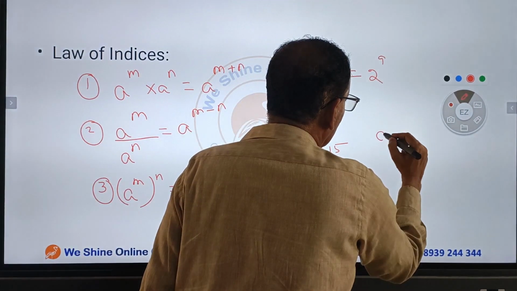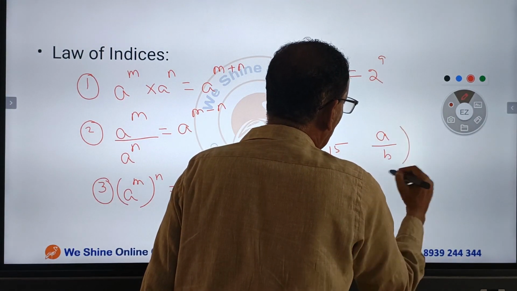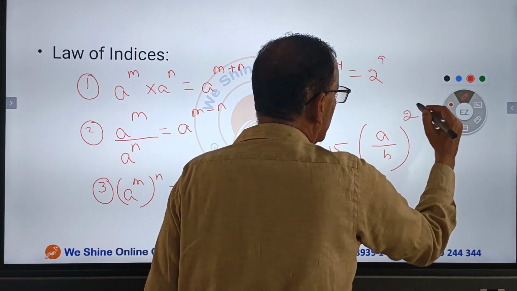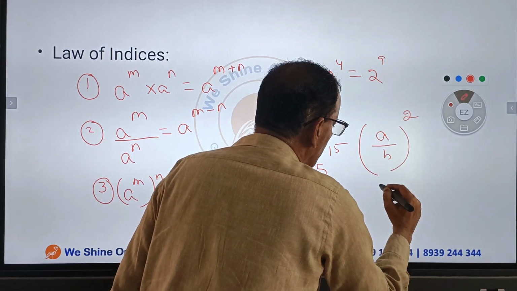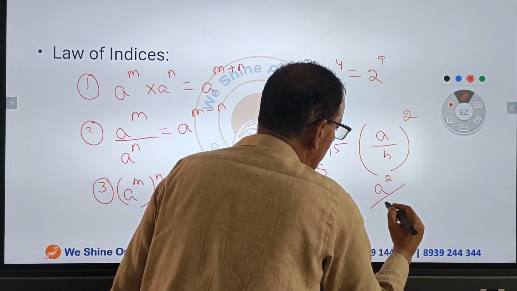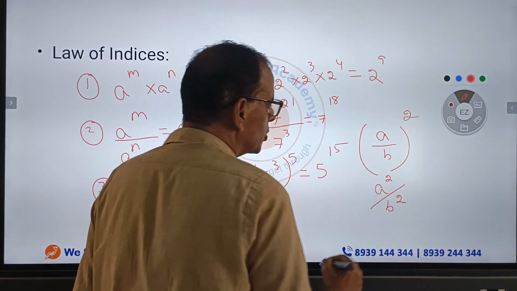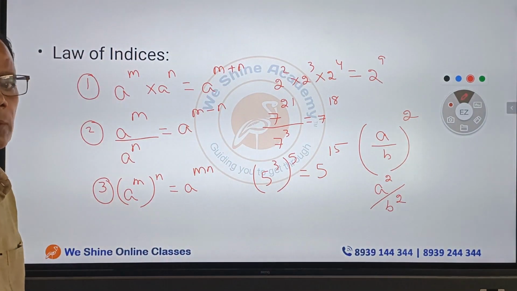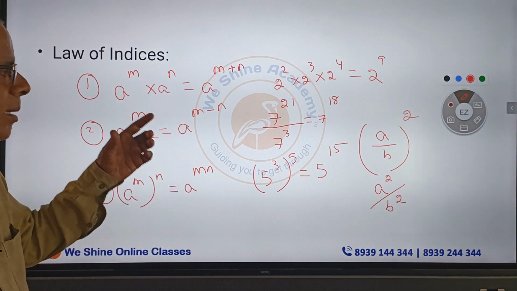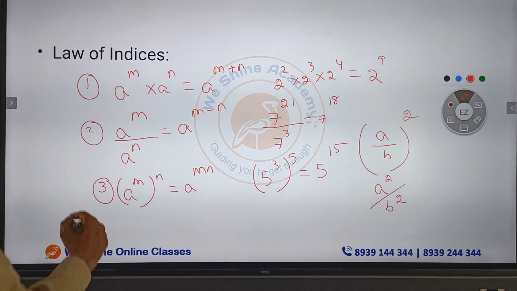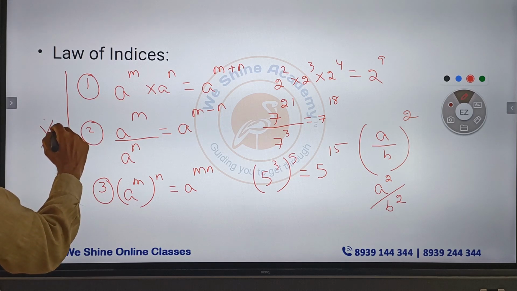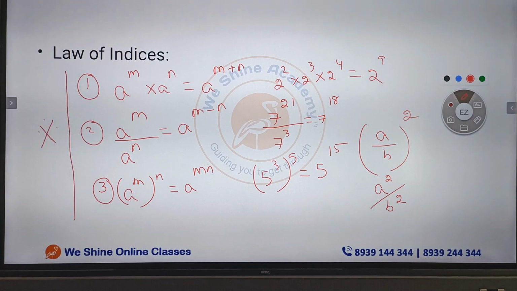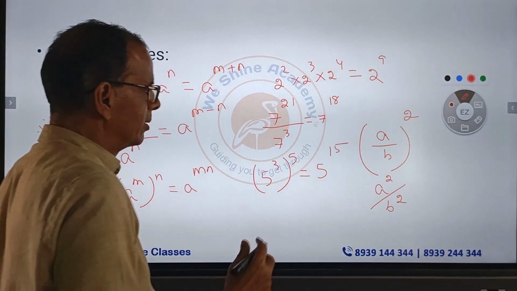Suppose A by B whole square is there. That means the square is applicable for A as well as for B. A square divided by B square. These 3 laws of indices are very, very important. Especially they will be applicable under simplification and other topics.